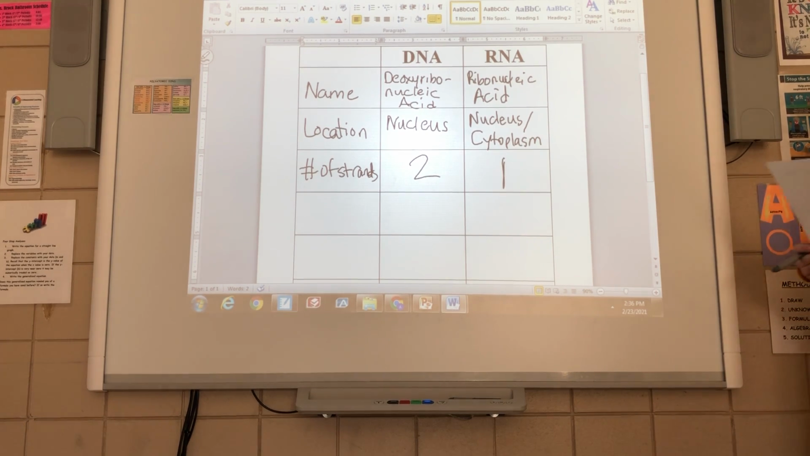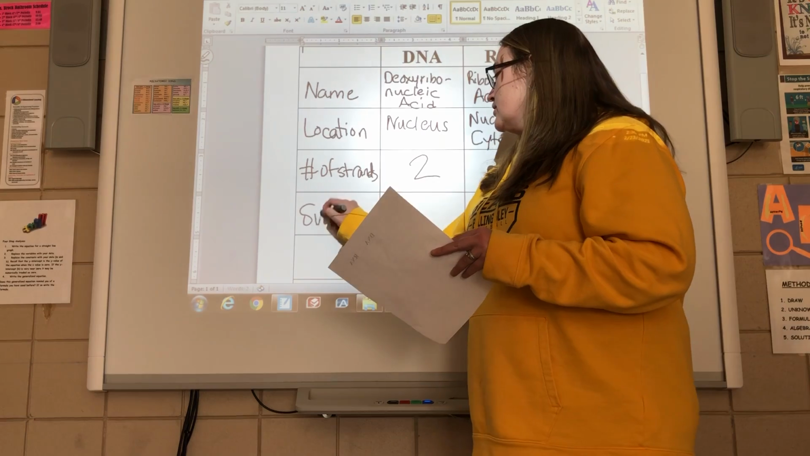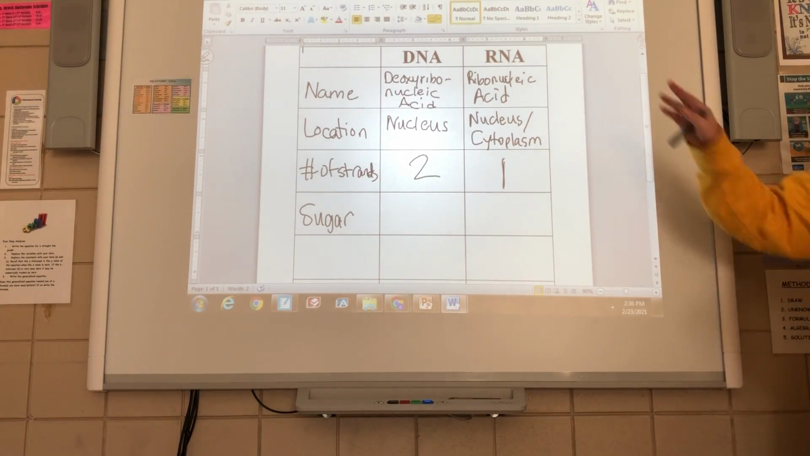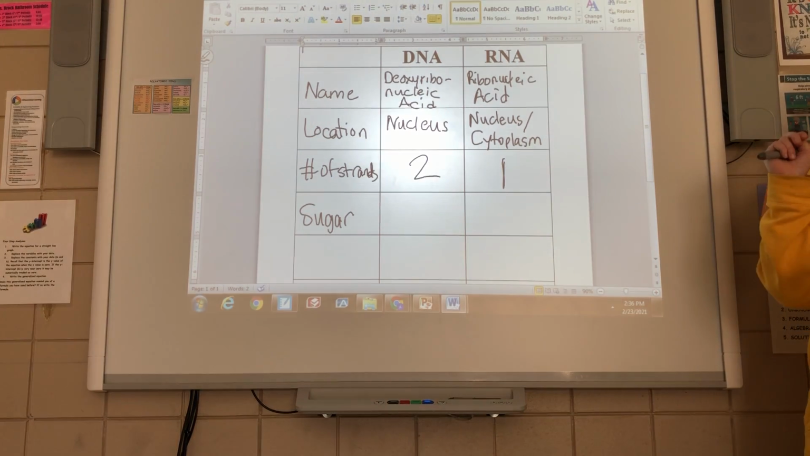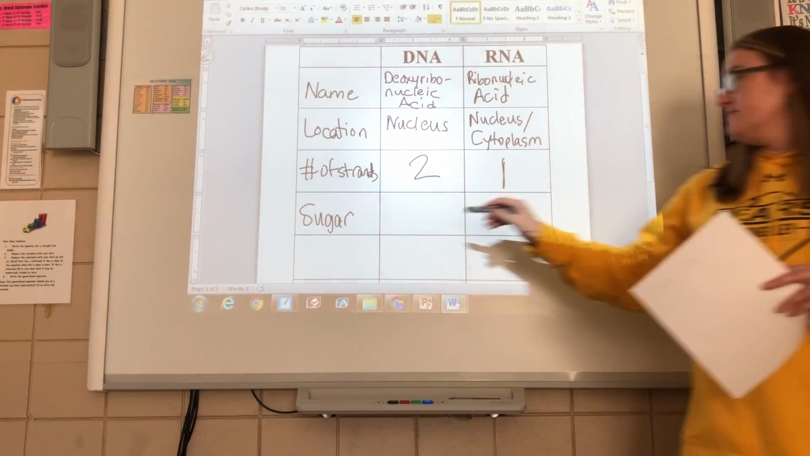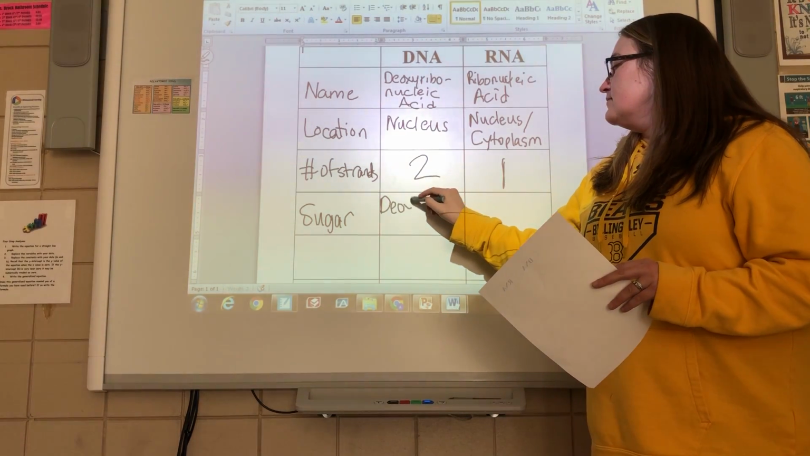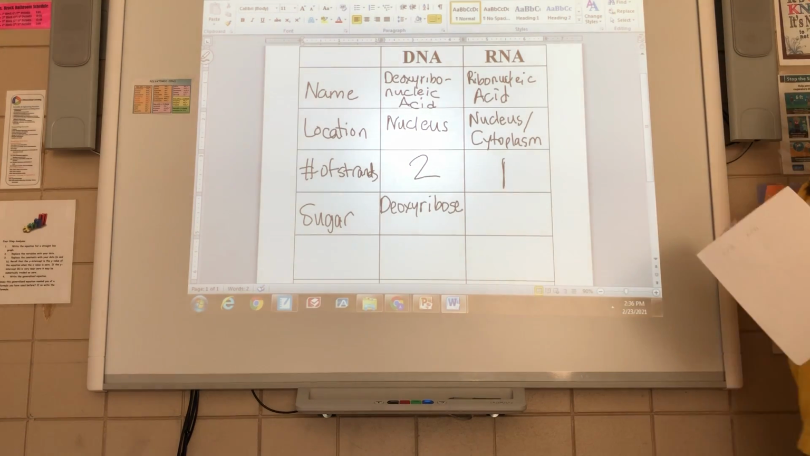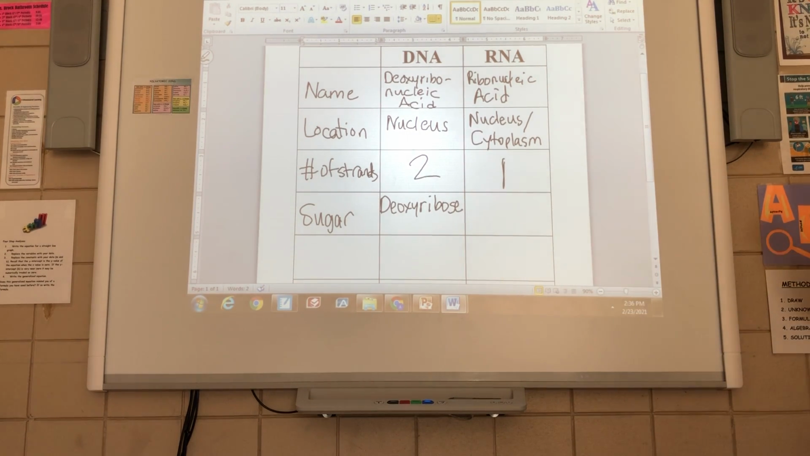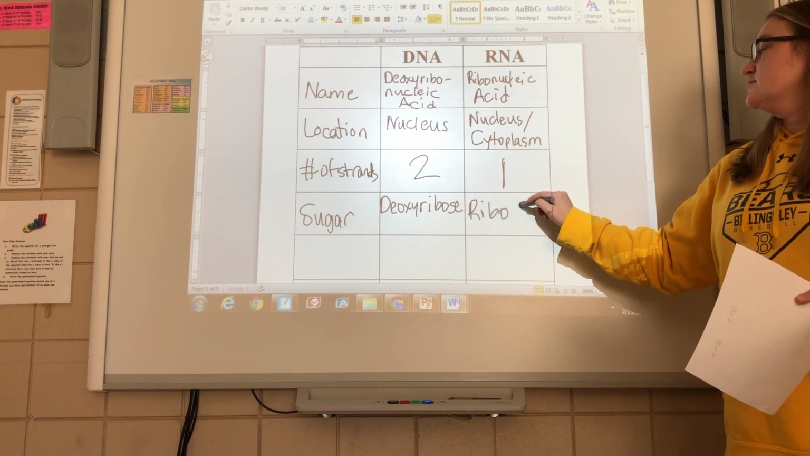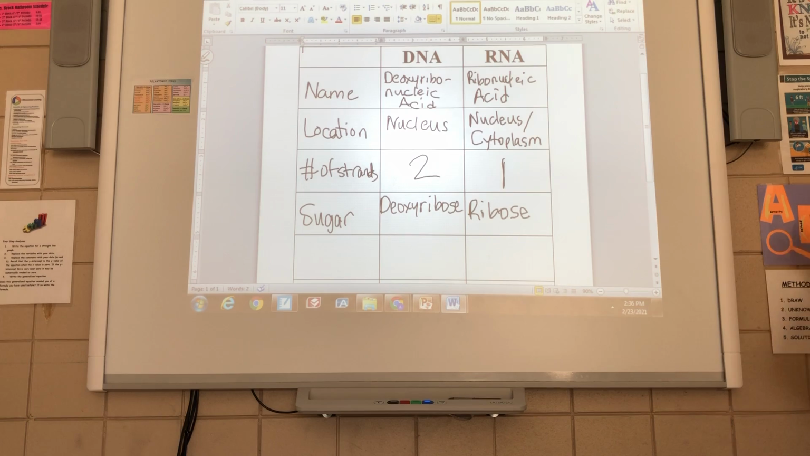All right, next we're going to look at the type of sugar. That's another difference, the type of sugar. What's in DNA? Deoxyribose. And what's in RNA? The ribose. Ribose. It's the name of the sugar.